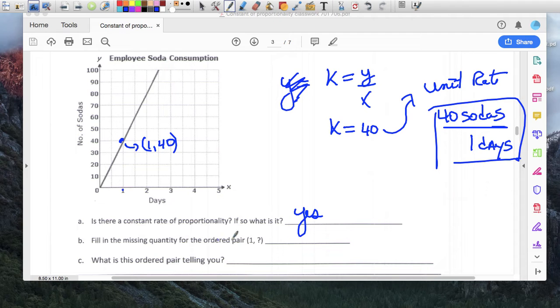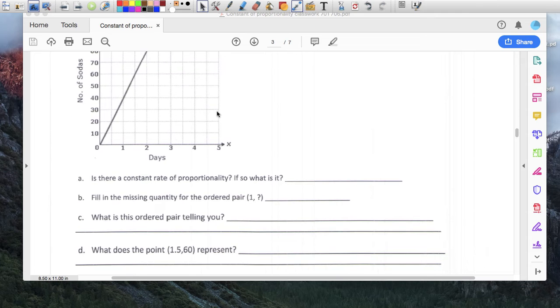Fill in the missing quantity for the other pair, 1 and 40. Actually, we just did that. What is the other pair telling you? That in 1 day, the employees in that particular company drink a total of 40 sodas. Not one person, but all of them combined.